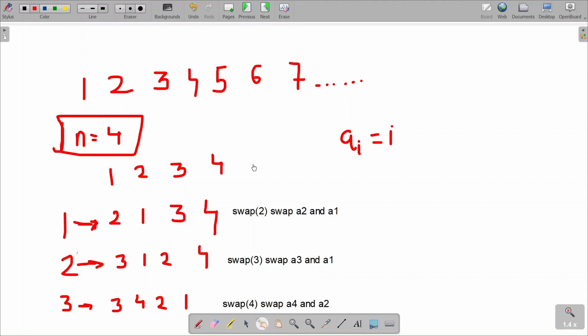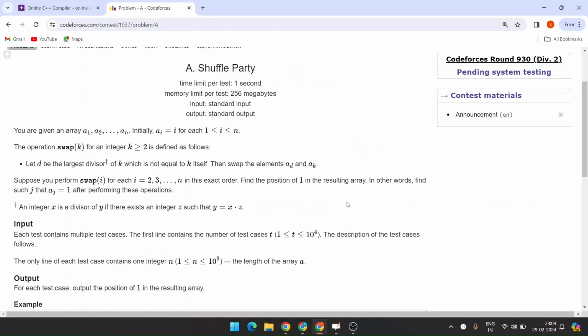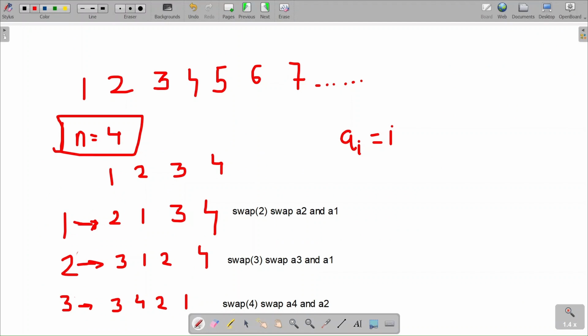Next, we have to perform the operations up to n. If n is equal to 4, you have to perform swap 2, swap 3, swap 4. Let's say n is equal to 5, then your operations will be swap 2, swap 3, swap 4, swap 5. Next we have to understand what the operation does.